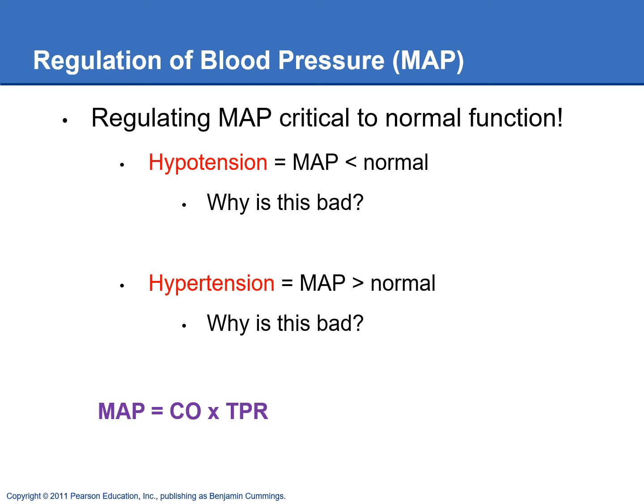Hypertension is when MAP is above normal. So this is bad because it makes it more work for the heart, and it's also hard on the blood vessels. The heart has to work harder to pump the blood because the afterload, the high blood pressure in the aorta and the pulmonary artery, that's going to create a situation where the heart has to work harder to get the blood around. And then also the higher pressure in the blood vessels damages them. So it leads to more atherosclerosis, the fatty plaques building up in the blood vessels, and also you can weaken the blood vessel walls and get an aneurysm, and that might burst.